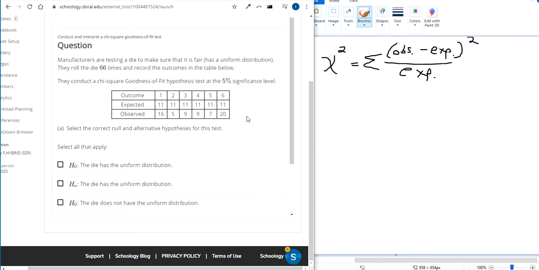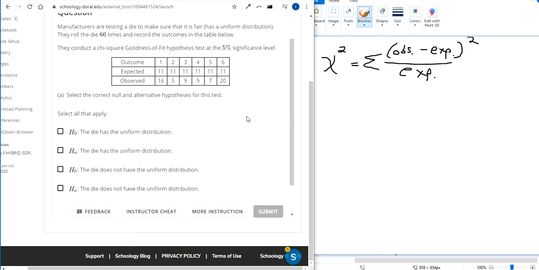Okay? So we're supposed to first select the correct null and alternative hypotheses for this test. With the chi-squared goodness of fit test, the null hypothesis is that everything matches what we originally thought, like the dice is uniformly distributed. Remember the null hypotheses that we did earlier in the course: the null hypothesis is the no effect model, there's nothing different than what we expected. Since they're expecting a uniform distribution, the null hypothesis is that our values match that distribution. The alternative is that the die does not have a uniform distribution. We're looking to find evidence to reject the hypothesis that it's a uniform distribution.